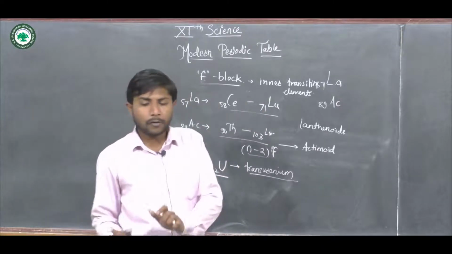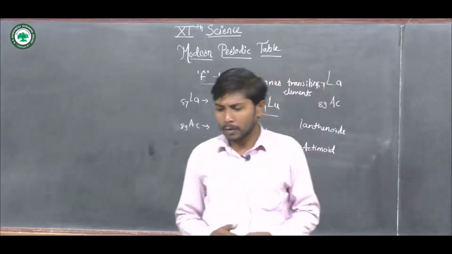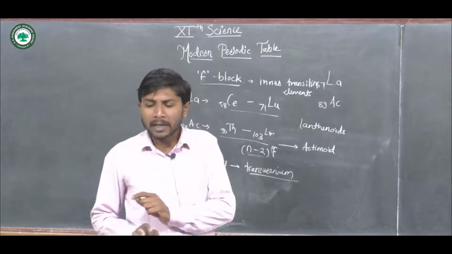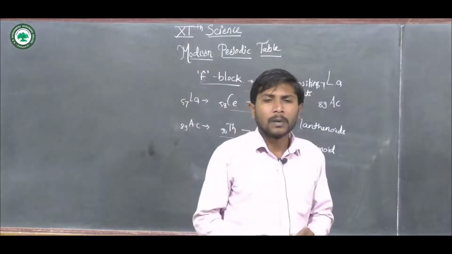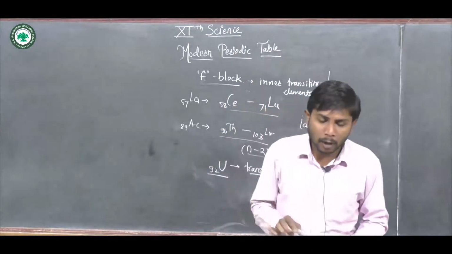Now, there are some trends in the periodic table known as periodic trends. Elemental properties show similarity along the group and gradual variation along the period. Means what?